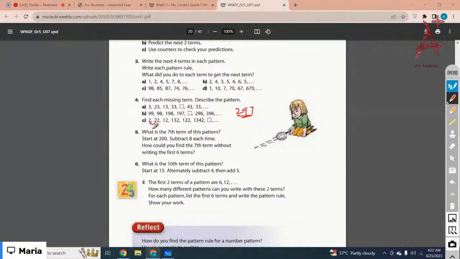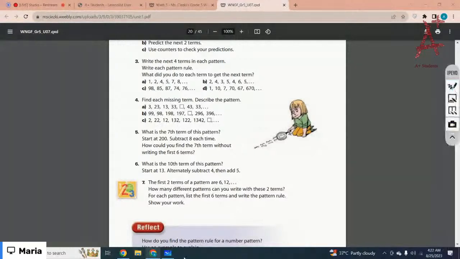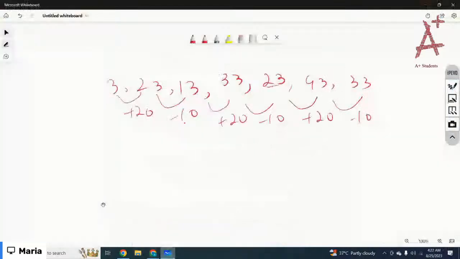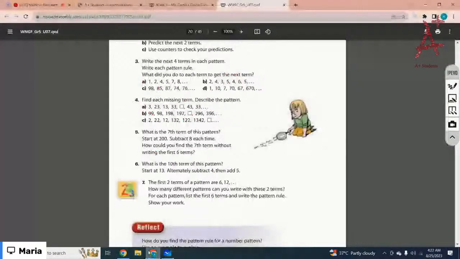Okay, 2 plus 20 makes 22. 22 minus 10 makes 12. Let me write them down on board. 2, 22, 12, 132, 122.